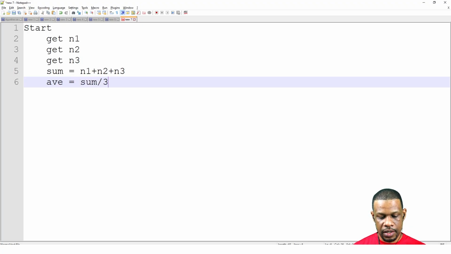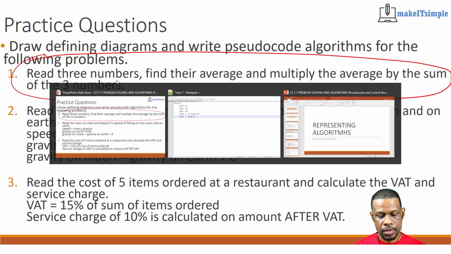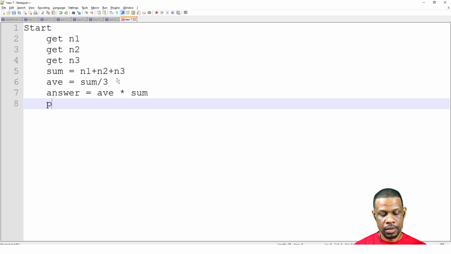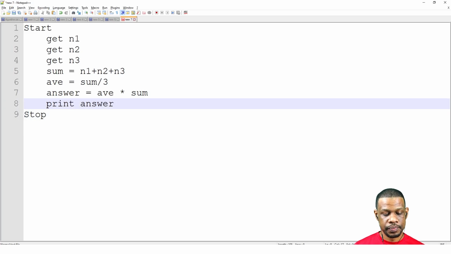And my question said, finally, multiply the average by the sum of the 3 numbers. So the final thing I'm going to have is something called answer, like answer equals average multiplied by sum. That is what the question asks for, so we do what the question asks for. And then when you're done, you print answer. And that gives you all that you need.